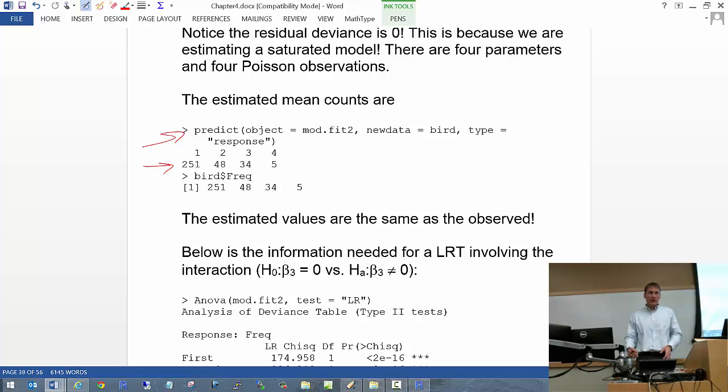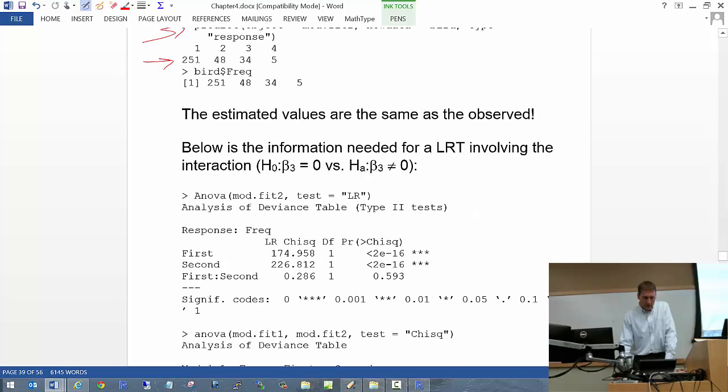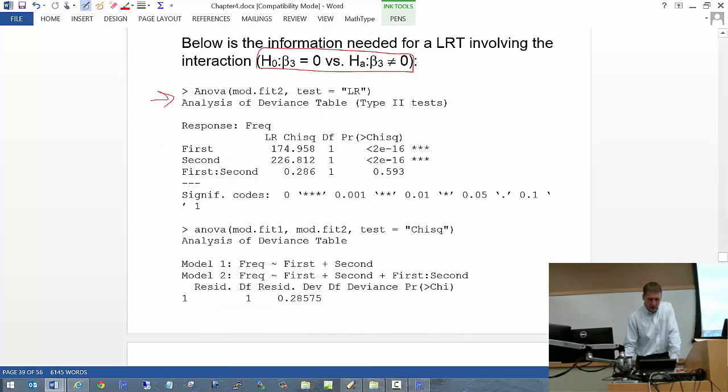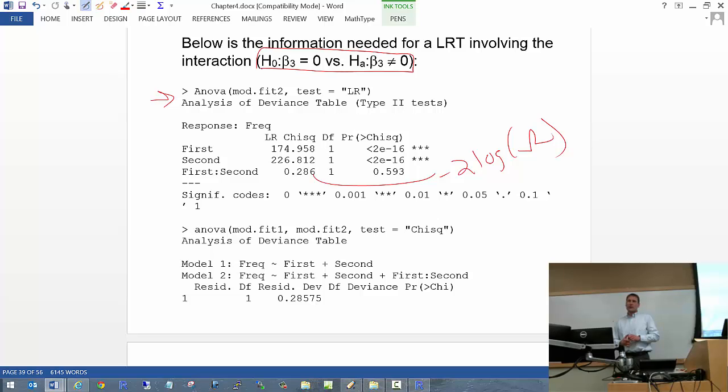Well, how about we do a test here for that beta 3 parameter? This is going to be a likelihood ratio test for beta 3. Again, beta 3 is for the interaction term, so if it's equal to 0, it says we have independence. So this is a test for independence, actually. So we can use, for example, the capital ANOVA functions we've done many times before. My -2 log lambda statistic is 0.286. P-value is 0.593, so I don't have sufficient evidence to reject independence.